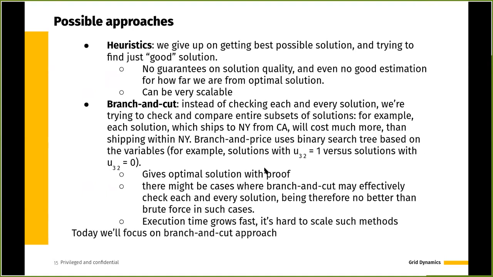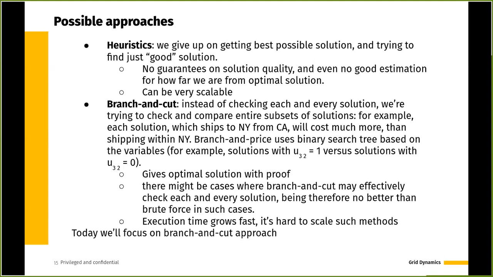So why do we need those MILPs in the first place? Those frameworks allow us to solve such problems, and we have two different possible approaches to solve them. The first one is to use heuristics. If we give up on obtaining the best possible solution, we can focus on getting just a good solution. In this case, we won't have any guarantees on the solution quality, and it will be hard to estimate how good our solution is. We won't be able to say that our solution is 10% or 20% away from the optimum. We just won't know that. In order to estimate that, we will have to spend a lot of resources. And another one is branch and cut approaches.